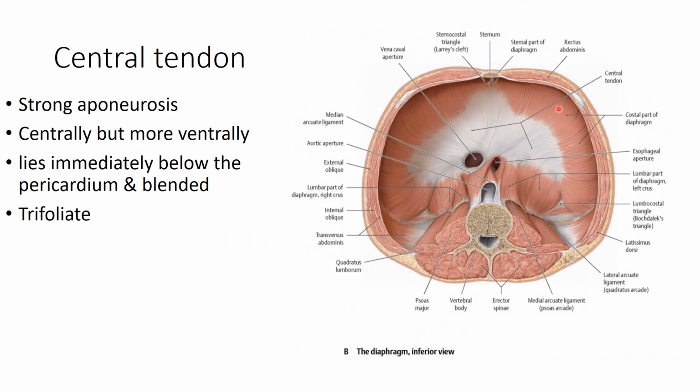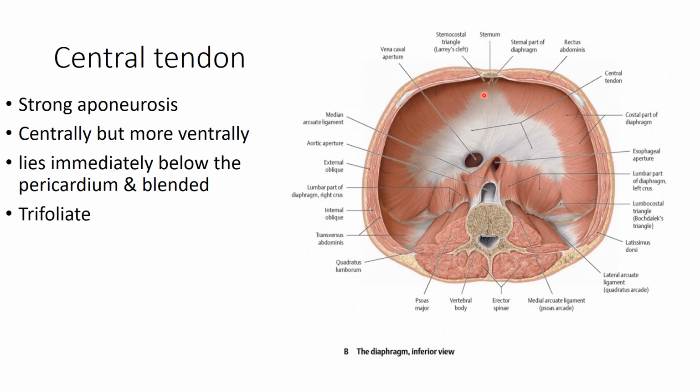Now these fleshy fibers arising from the periphery converge towards the center into a strong but thin aponeurotic portion, which is known as the central tendon of the diaphragm. So this central tendon of the diaphragm is placed more ventrally, as we have already discussed. The fibers from the xiphoid process of the sternum are the shorter fibers, and gradually as these originate from the ribs and posteriorly from the lumbar vertebrae and arcuate ligament, they become longer.